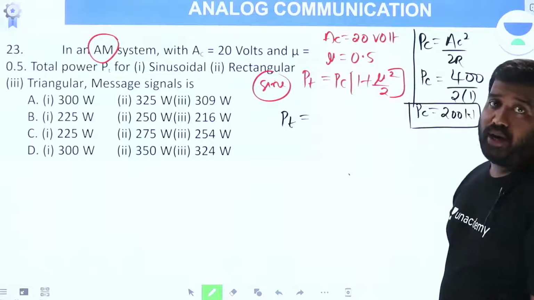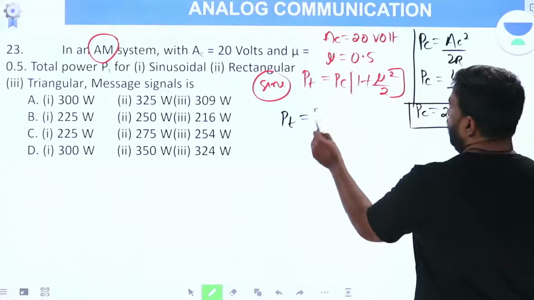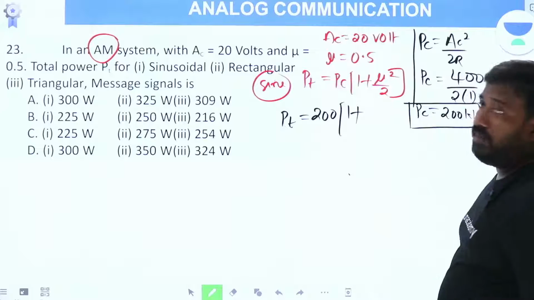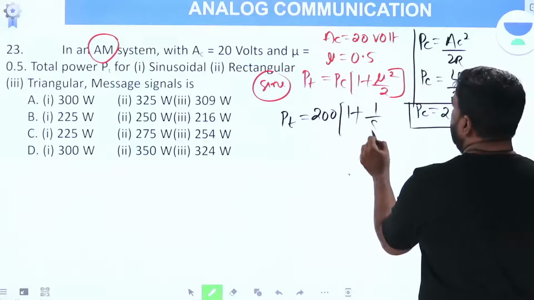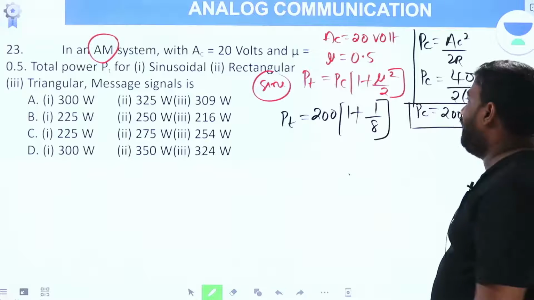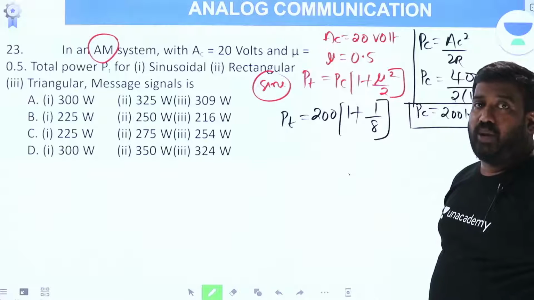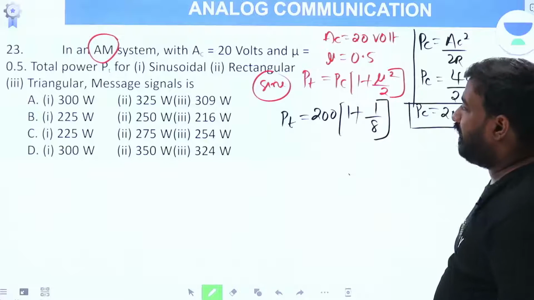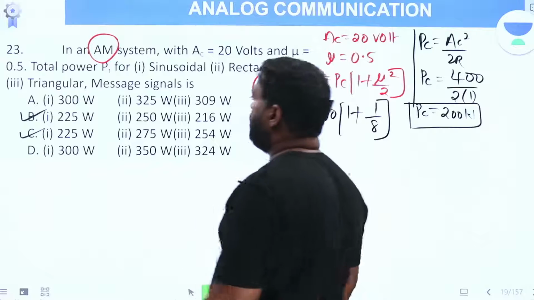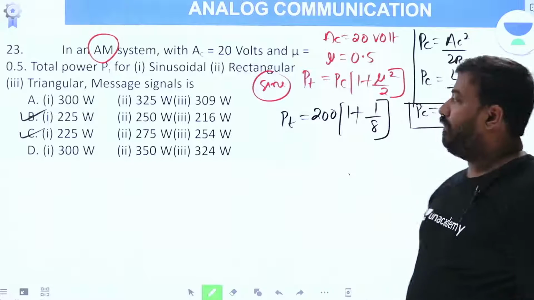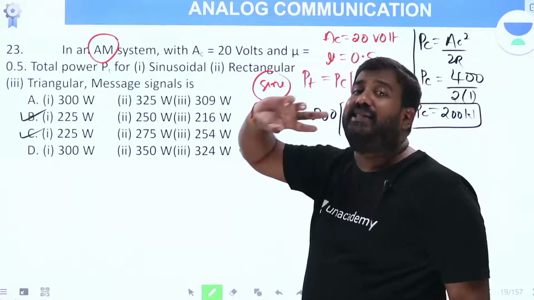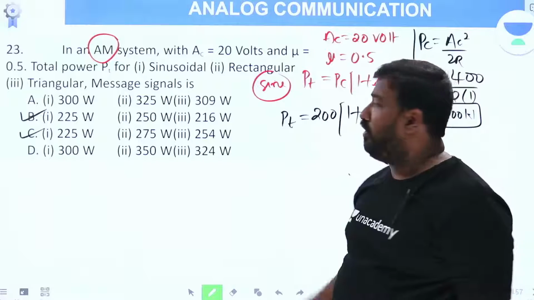We got carrier power is 200 watt. Substitute. This is 200 into 1 plus mu is 0.5, 1 by 2, 1 by 2 whole square, 1 by 4, by 2, 1 by 8. 200 into 1 plus 1 by 8. 200 plus 200 by 8, that is 25. 200 plus 25, it must be 225. Option B or C must be your answer. The next options are both different options. Therefore, if you find any one, it is enough. This is called elimination method where you'll save your time.